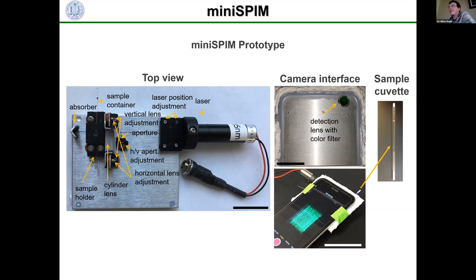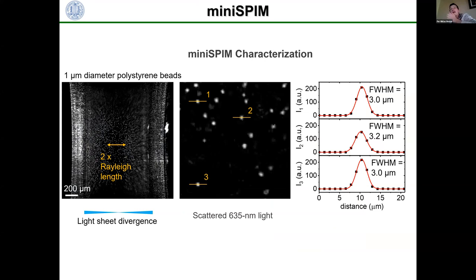On the most right-hand side, you can see a picture of this sample cuvette, which is a small capillary, 1 millimeter cross-section, that we were using to contain the sample. So what can we do with this instrument? Here are some images of 1 micron beads. This is just scattered light. So what you can see on the left is the cuvette or the capillary, which also scatters some of the light. And then you can see the beads inside.